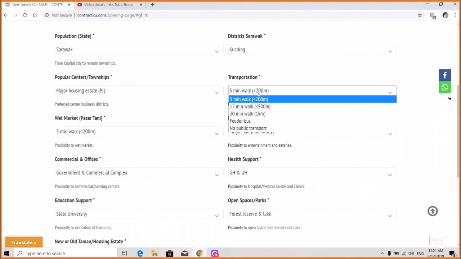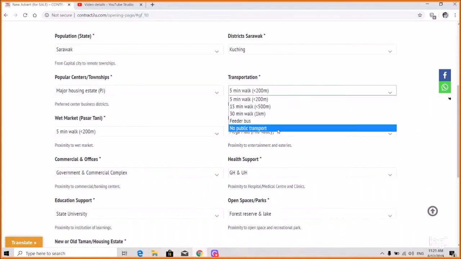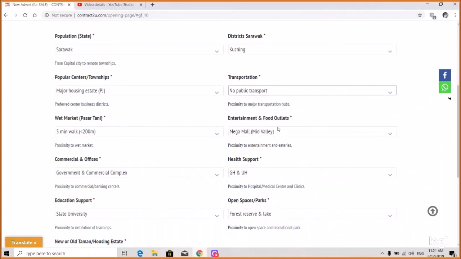Is there any transportation? In fact, this transportation means like LRT or bus station around it. So in Kuching, there is no efficient public transport. So whether there is a wet market? Yes, there is a wet market on walking distance around 5 minutes, and we have the Pasar Tani every Thursday and Friday. So this wet market Pasar Tani is accessible at the doorway.